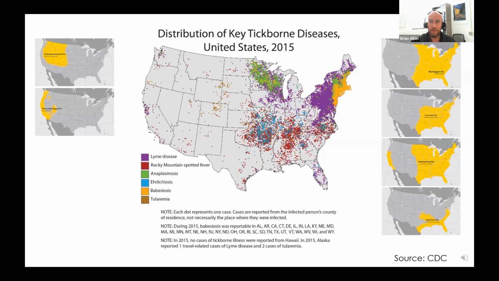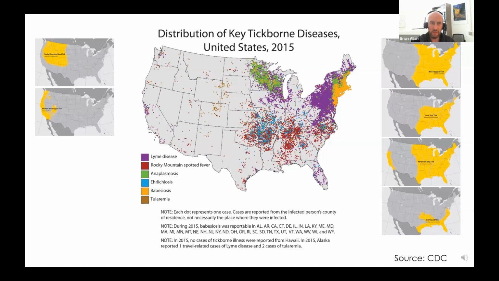We have a number of different vector tick species. The black-legged tick, which is the primary vector of Lyme disease in the eastern US, gets a lot of attention. A tick that I'll actually talk about quite a bit today, the Lone Star tick, is thought of as an important emerging vector of several diseases. The American dog tick is also widespread. We're seeing expanding distribution of the Gulf Coast tick in the southeastern US. And then, not to neglect the western states where there are also tick-borne diseases, another species of Ixodes, the western black-legged tick, is the main vector of Lyme disease in the western US, and the Rocky Mountain wood tick is an important vector of Rocky Mountain spotted fever.